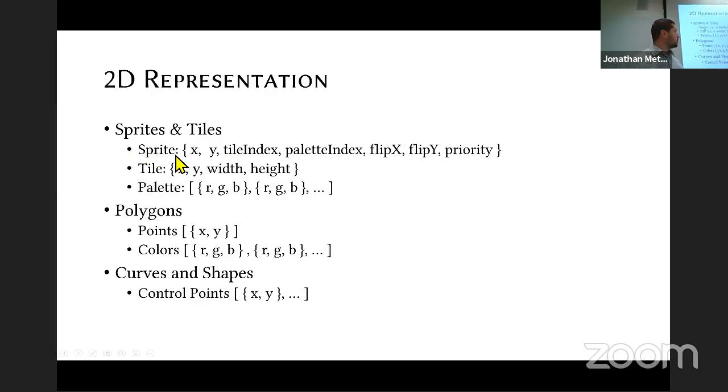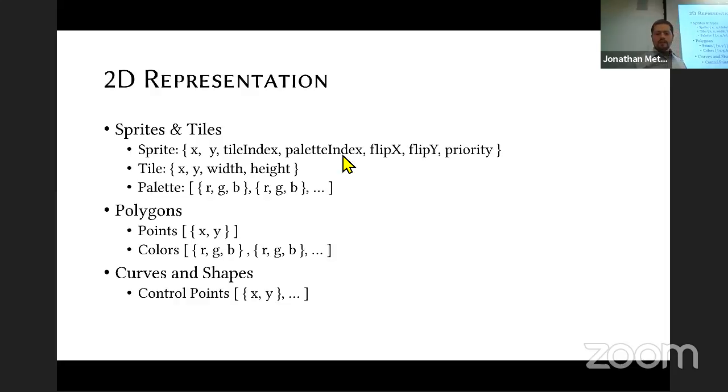So, for instance, this sprite data structure might have X and Y, which is where the sprite is located on the screen. The tile index would be which one of those 8 by 8 cells gets drawn in that area. The palette index is there because maybe we don't have full RGB capability for each sprite. So we might say every tile can get its own 4 colors or its own 16 colors, and that helps reduce the memory footprint by quite a bit.